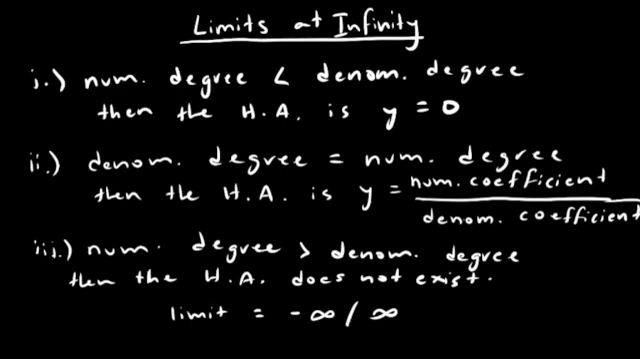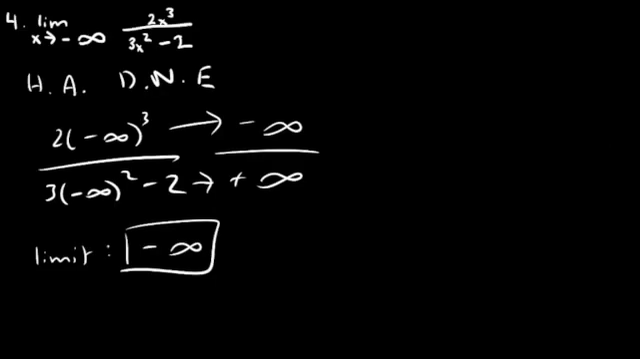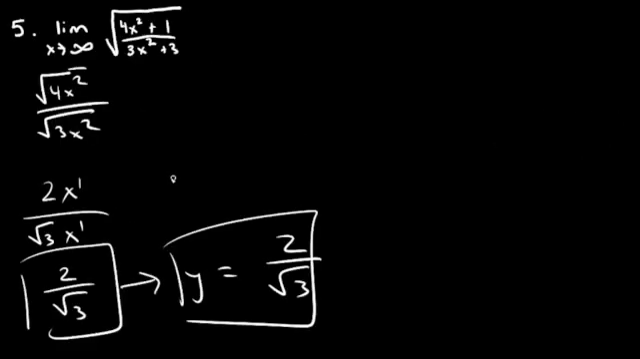And then for limits involving square roots or radicals, all you have to do is separate it, simplify it, and then apply the rules, and then you'll get your answer. And that is all for today's lesson.